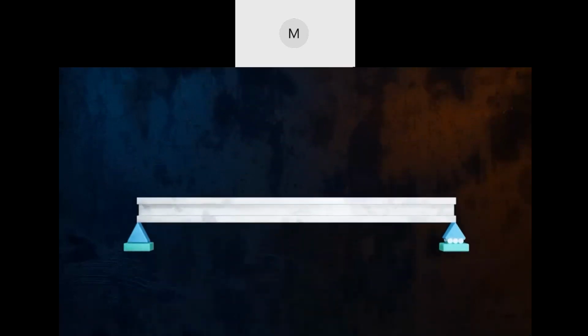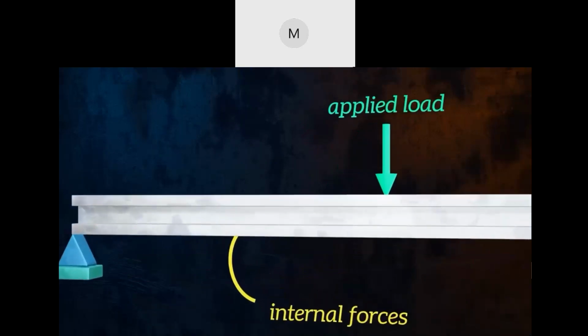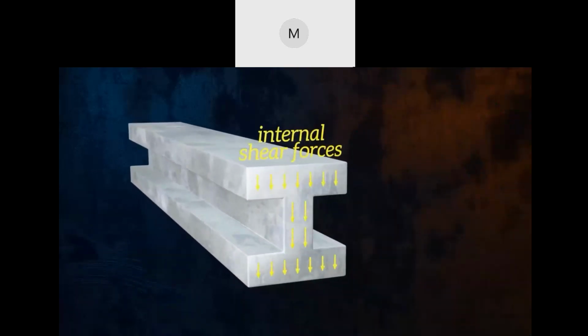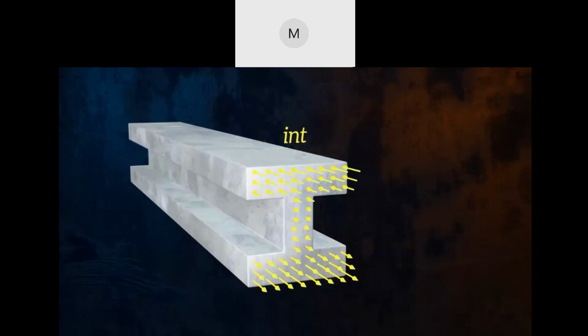When a beam is loaded, internal forces develop within it to maintain equilibrium. These internal forces have two components. We have shear forces, oriented in the vertical direction, and we also have normal forces, which are oriented along the axis of the beam.